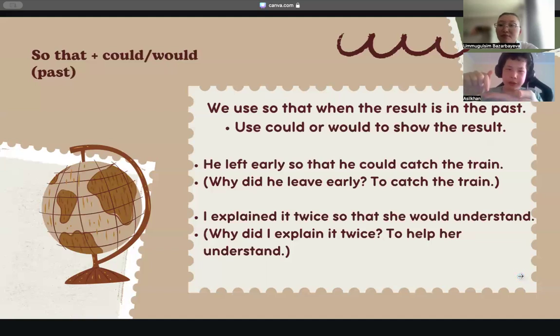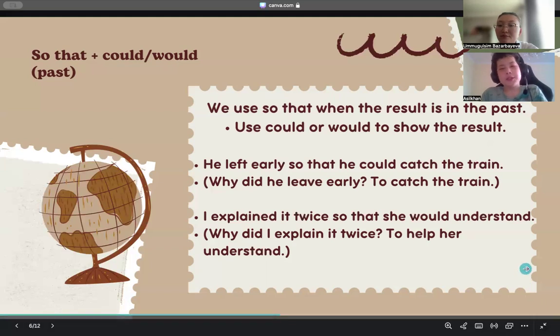But now that we covered the present and the future, we're going to go back to the past. So we use that when the result is in the past, like I just said. He left early so that he could catch the train. Why did he leave early? So, like the girl who wants to wake up early to catch the bus, he has enough time to catch the train.